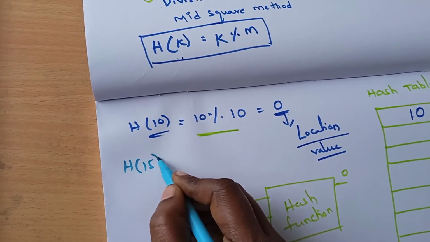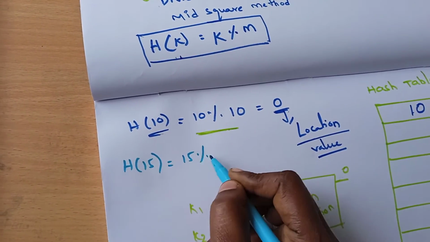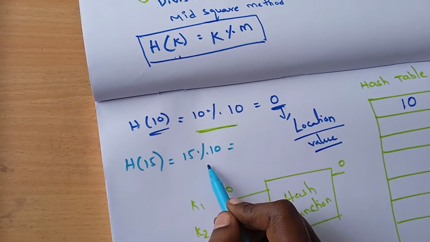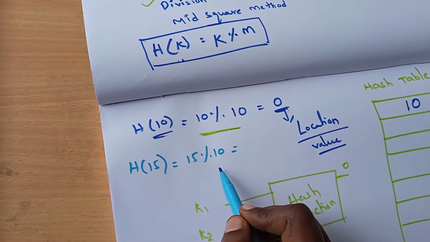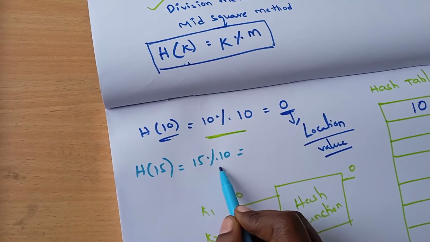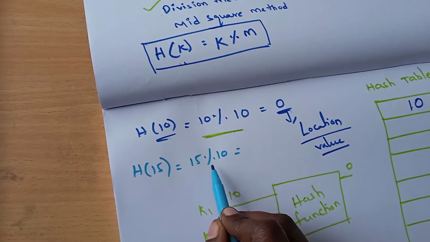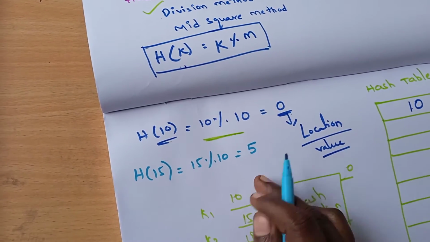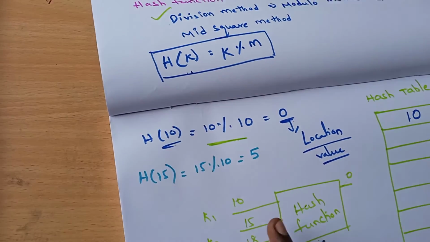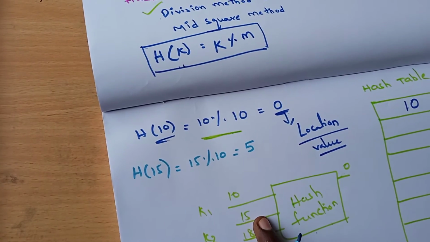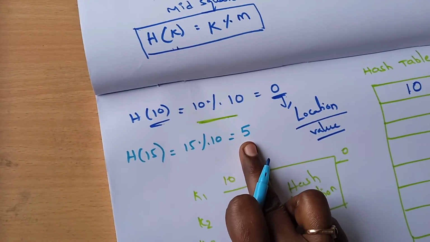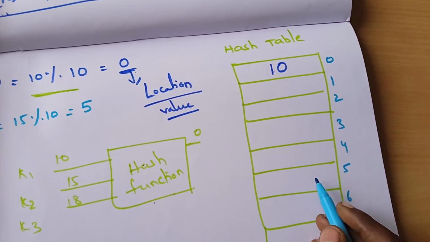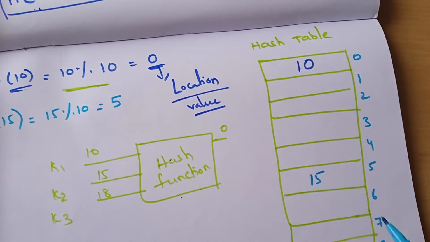H of 15 is equal to 15 modulo 10. When you are performing the modulo operation, the answer will be the remainder. So 15 modulo 10, the remainder will be 5. Now 15 is a key. It has to be available in the 5th location. Now come to the hash table. The 5th location should hold 15.